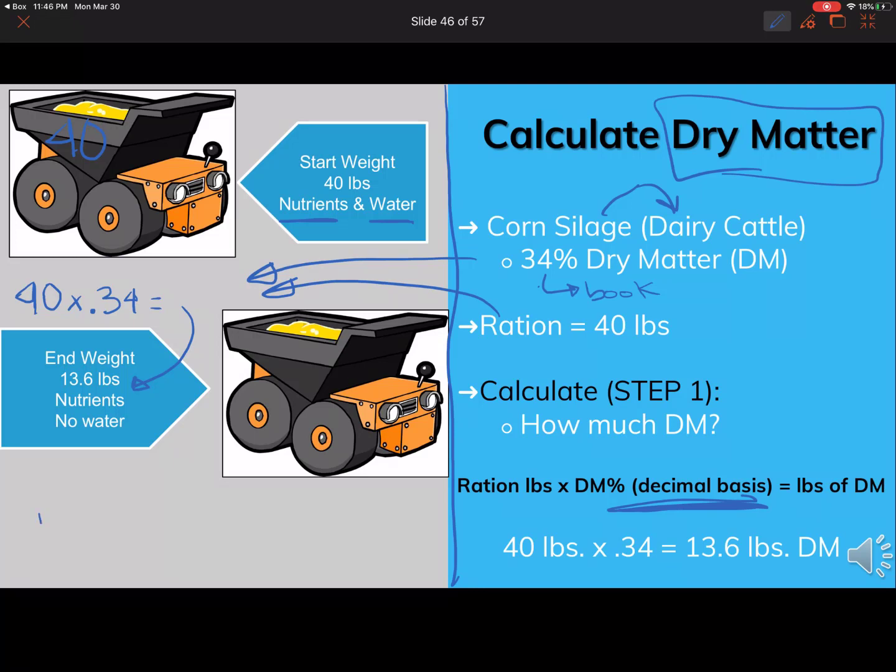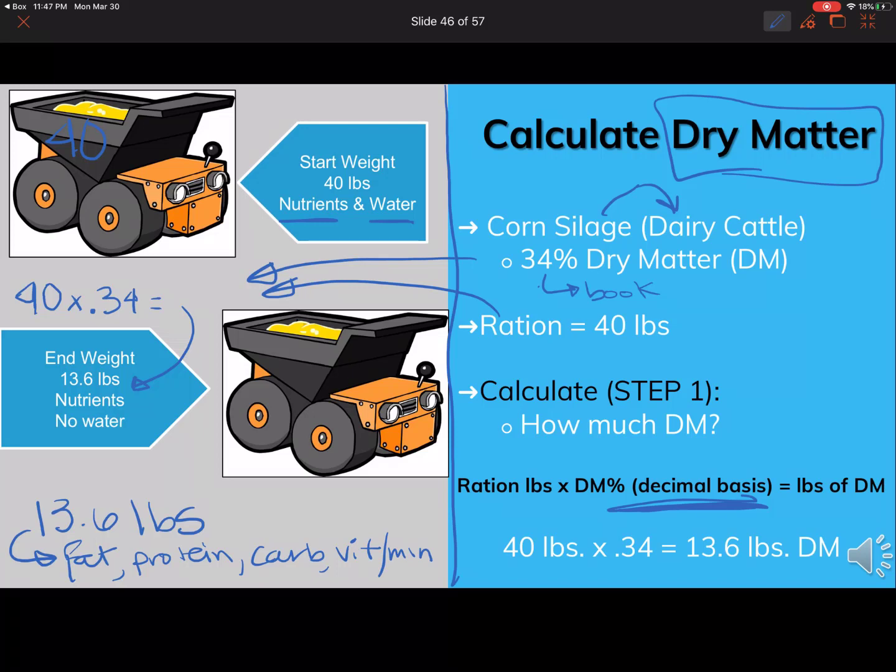That's really important to me as a producer, because if you look at that, I'm actually paying a lot of money for water. That helps me understand, if I was to buy corn silage from multiple producers, which one is charging me more, and how much of what I'm ordering is actually water and not really any nutrients, because I don't need to be paying a premium price for water. I want to be paying for those nutrients, those proteins, the fats, the carbs, the vitamins, and the minerals. That's how we would use dry matter in real life.